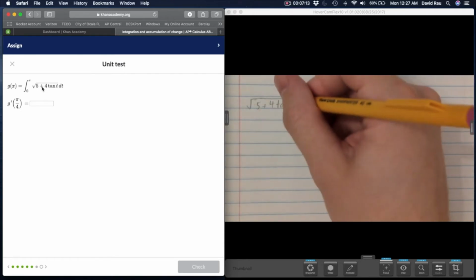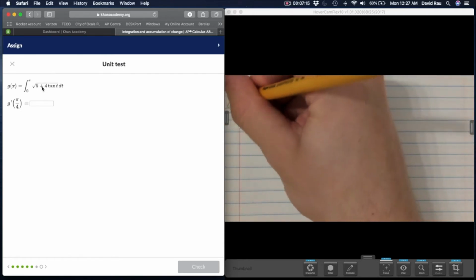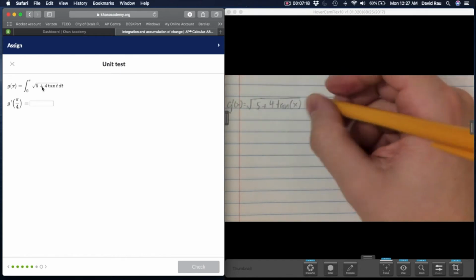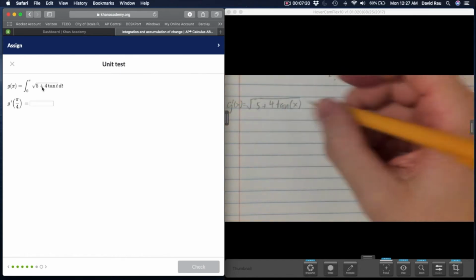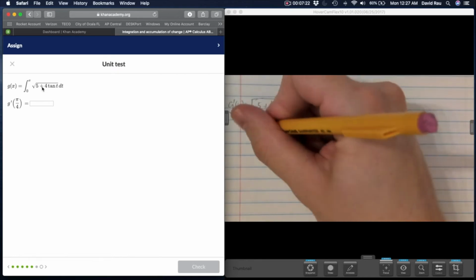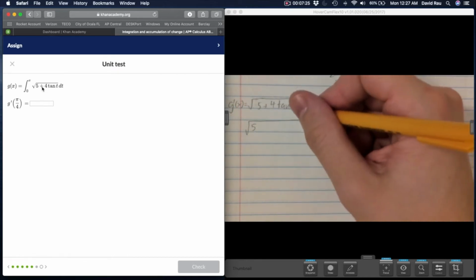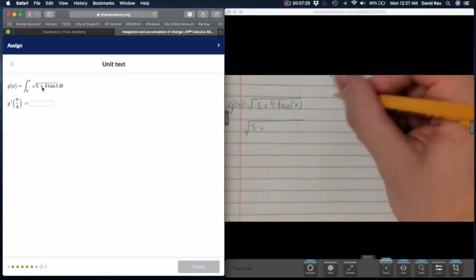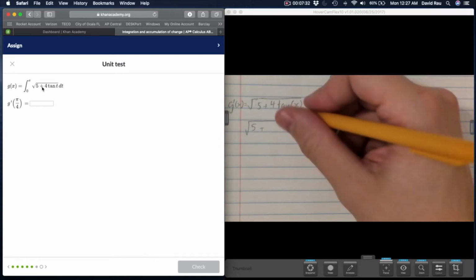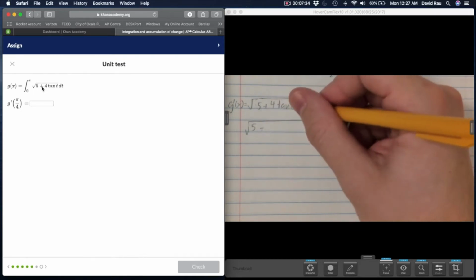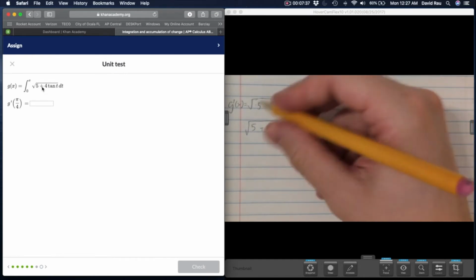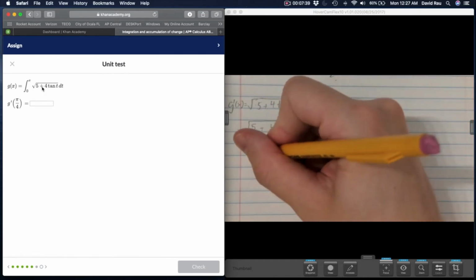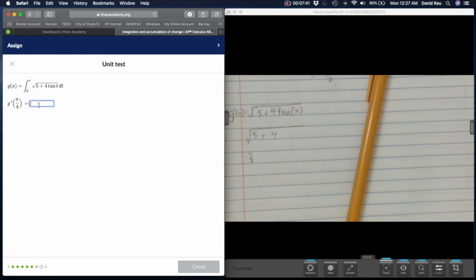And now that we have this new structure, now that we have g prime of x, we can now substitute in pi over 4. You substitute in pi over 4, tangent of pi over 4. Remember at pi over 4, that's the root 2 over 2 and root 2 over 2, so when you divide the y value by the x value, this is going to be 1 at pi over 4, so we now have 5 plus 4 times 1, so we have the root of 9, so we just have 3.